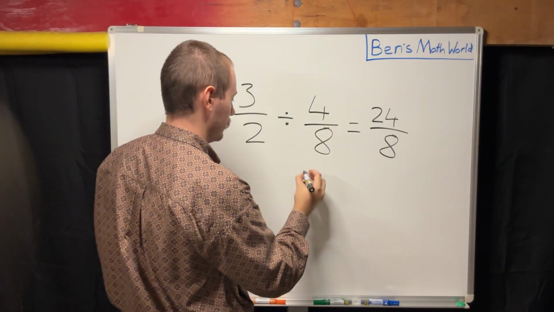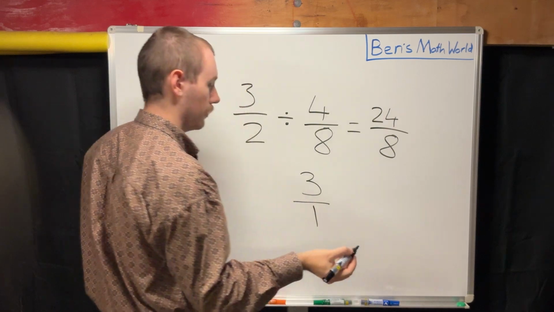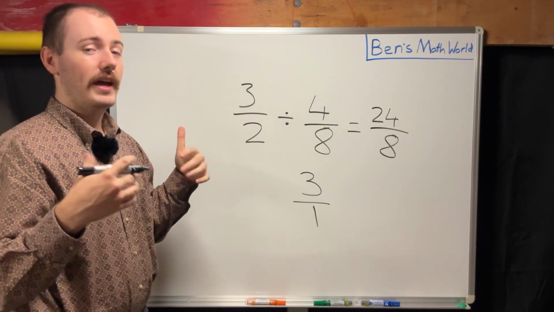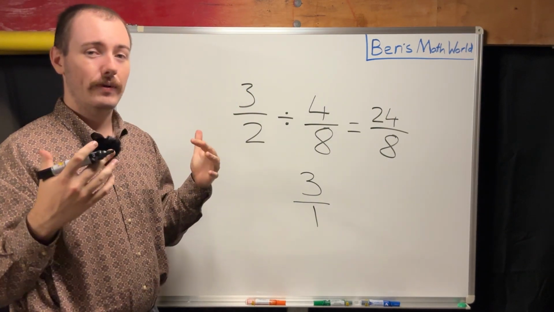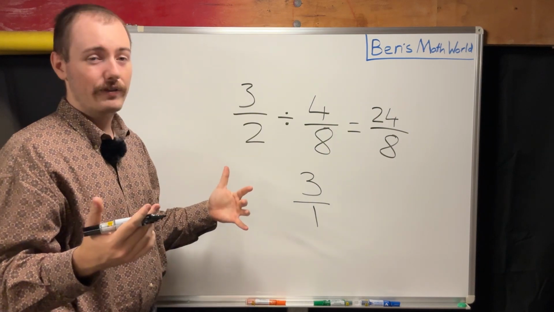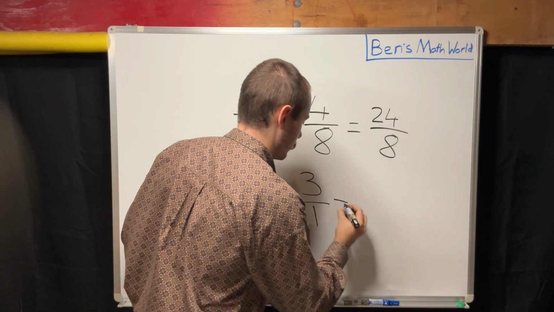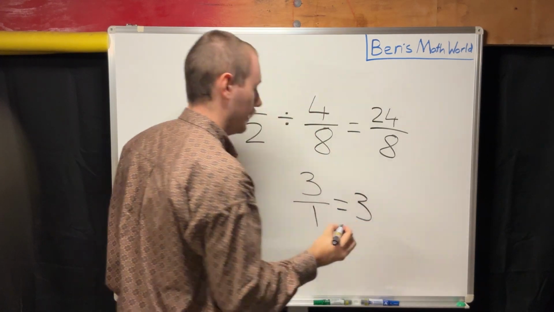24 divided by 8 is 3. 8 divided by 8 is 1. So we get 3 over 1. And 3 over 1 is another way of saying 3 divided by 1. So anything divided by 1 is just itself. 3 over 1 is equal to 3. And there you have it.